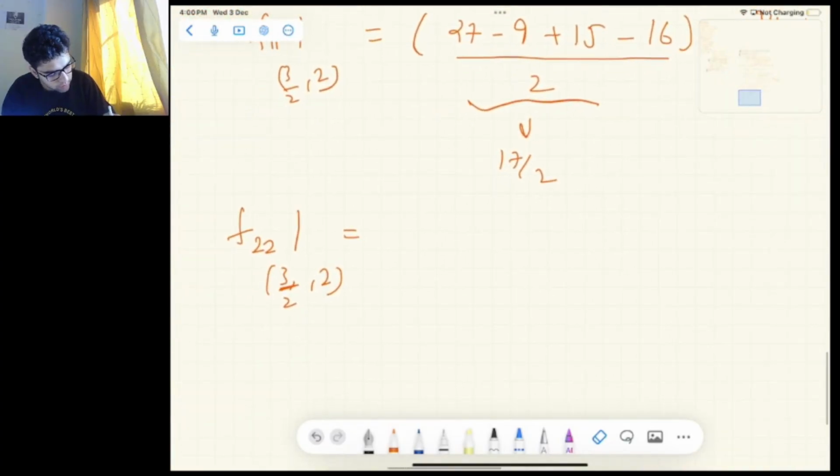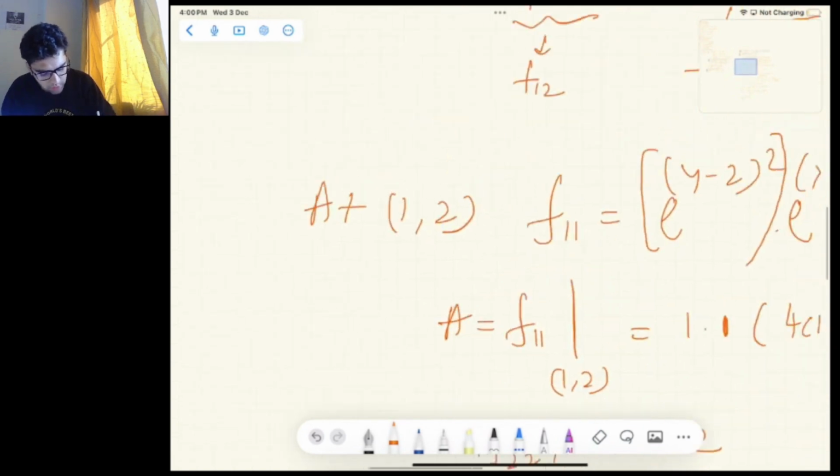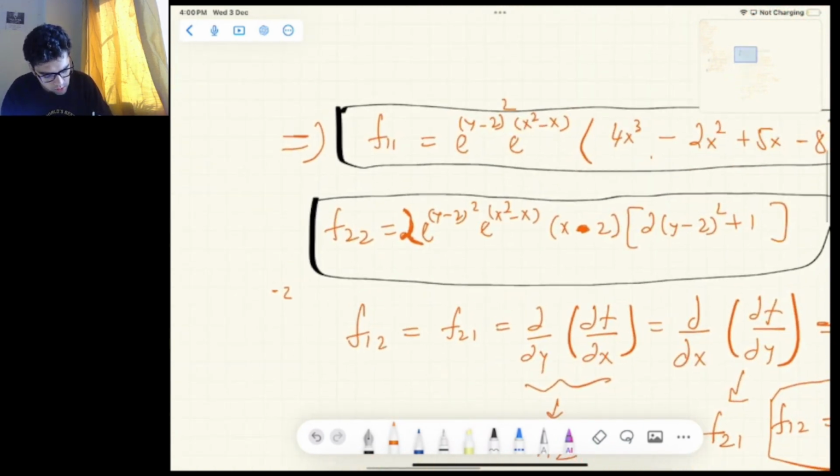This becomes 2 into e to the power 3 by 4, and 2 into e to the power 3 by 4. This was 3 by 2 minus 1, minus 2, and this was, or minus 1, it should be minus 1. How did this term come?